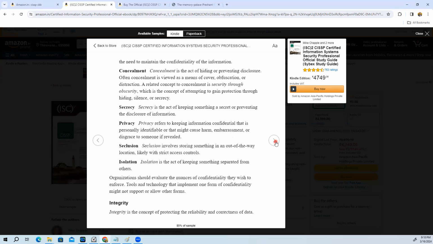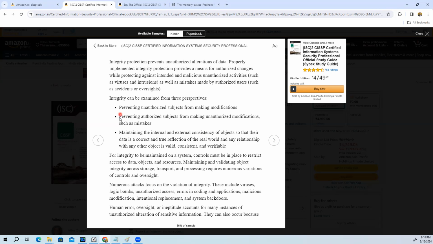Now, if I go back to the next part, an organization should evaluate the nuances of confidentiality they wish to enforce. A tool and technology that implements one form of confidentiality might not support another. So this can be a question. Okay, integrity is the next part. In this case, they say integrity is a function.